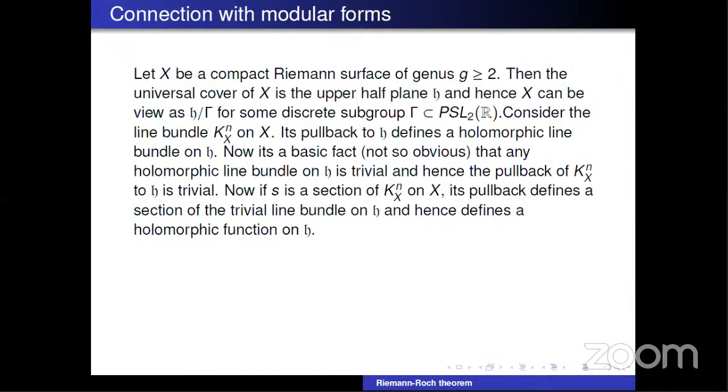Now you consider the line bundle K_X to the power n. Take K_X tensor K_X n times. That defines a holomorphic line bundle on X. Now its pullback to the upper half plane defines a holomorphic line bundle on the upper half plane. Right? You can pull back line bundles. I did not explain this, but in general, if you have a map Y to X, and on X you have a line bundle, you can pull back the line bundle to Y. How do you do that? You simply take the fibered product Y cross L over X. The fibered product is a line bundle.